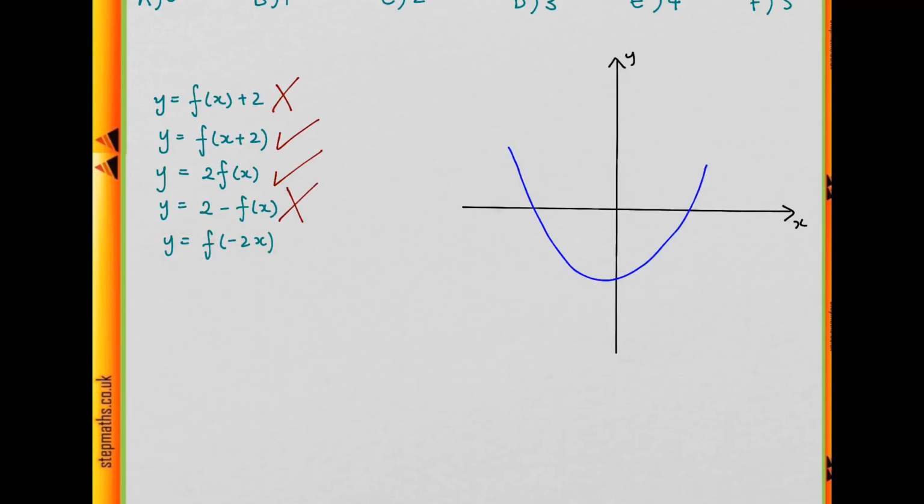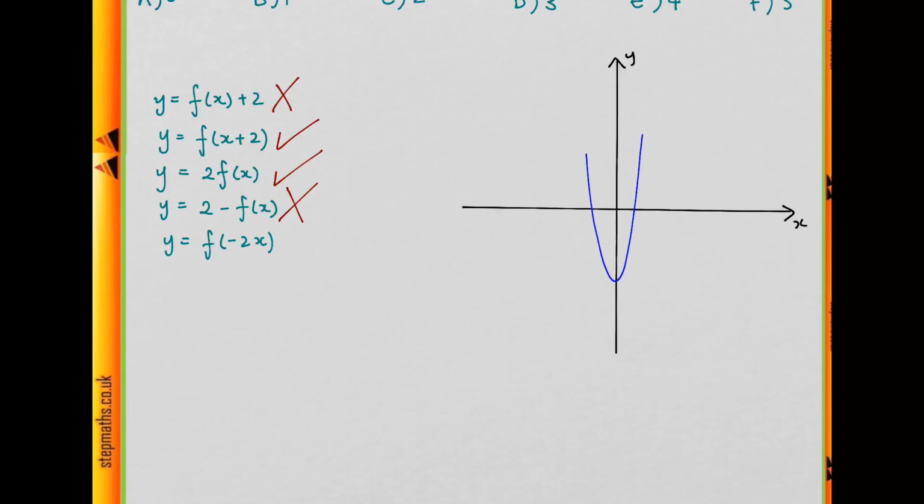And finally, for this last one, it's a reflection in the y-axis, and then a stretch in the x direction, so it becomes thinner, so it looks something like this. You can see that when we reflect it, we still have the two points where it crosses the x-axis, because we haven't moved up or down. And then when we stretch, these points just move in. So we are still going to get two places where it crosses the x-axis, so that's another tick.